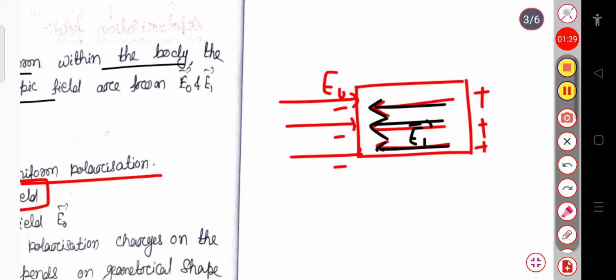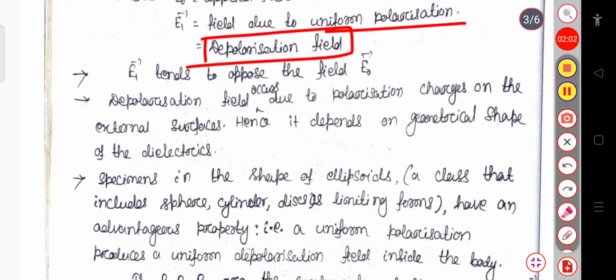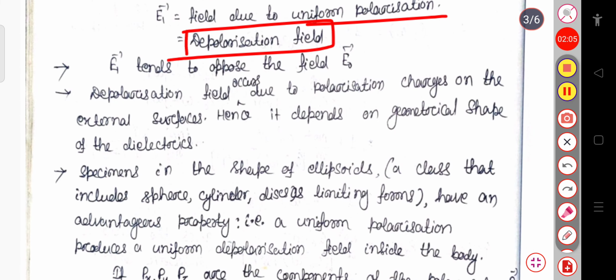Here you can see the electric field that you have applied, that is your E0, in this direction. Now because of the polarization, the field developed, shown in black color, is in the opposite direction to that of the applied field, and that is called the depolarization field, your E1. Since it is in the opposite direction, E1 tends to oppose the field E0.